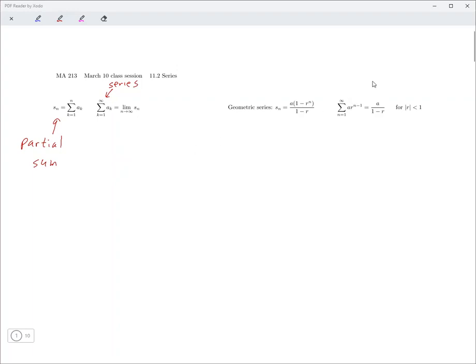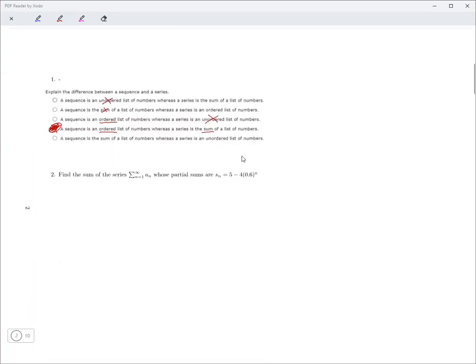Okay, so let's take a look at number 2. Number 2 says, find the sum of the series. So here's the series. The partial sums are these. Okay, so the series is going to be the limit as n goes to infinity of the partial sums.